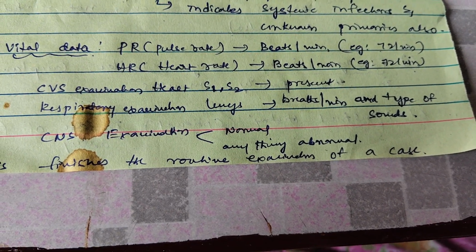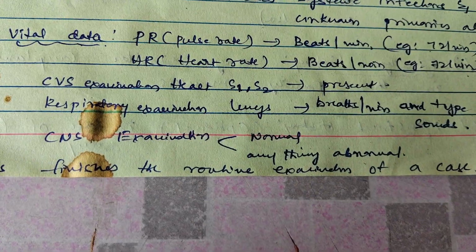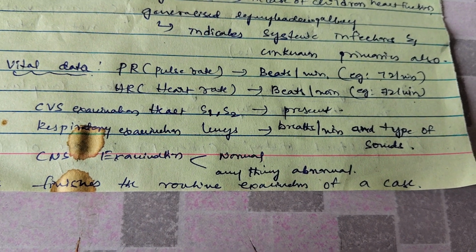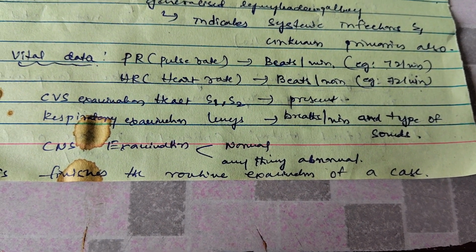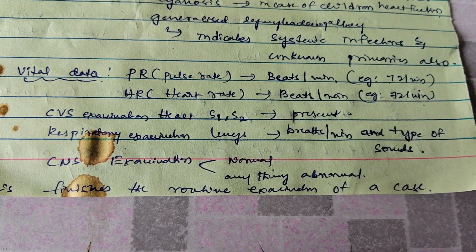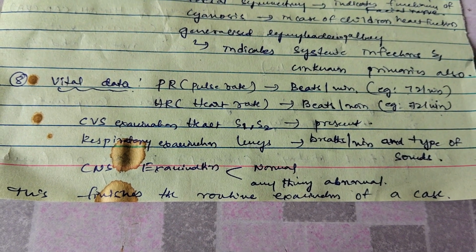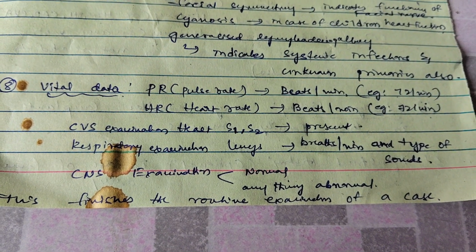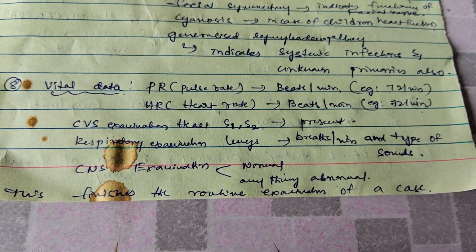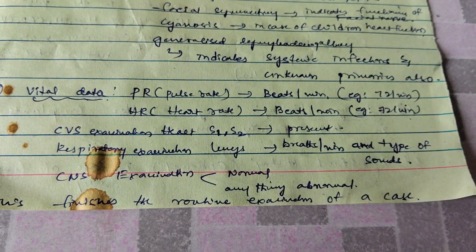You have 12 cranial nerves, and for each and every cranial nerve you have one or two functions, and how to examine them you all know. So by systemic CNS examination, you can confirm whether the patient is normal or anything is abnormal, and this finishes the routine examination of a case. In the next session we will proceed with the ENT proper examination, or local examination of the ENT. Thank you.